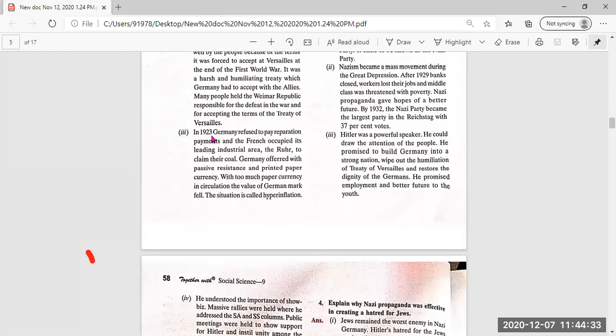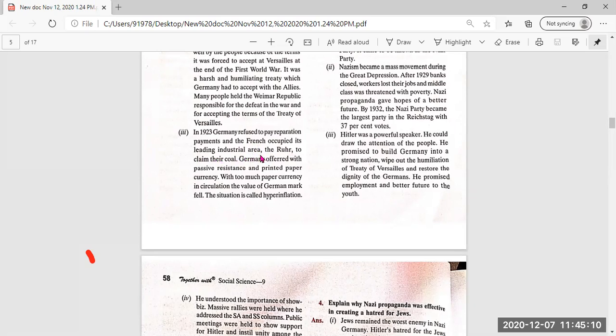In 1923, Germany refused to pay reparation payments, and the French occupied its leading industrial area. Now, what was another drawback? Germany refused to pay reparation, meaning to pay back for the loss or harm done because of the First World War. Germany totally refused to pay back to the Allied countries, and the French occupied its leading industrial area.